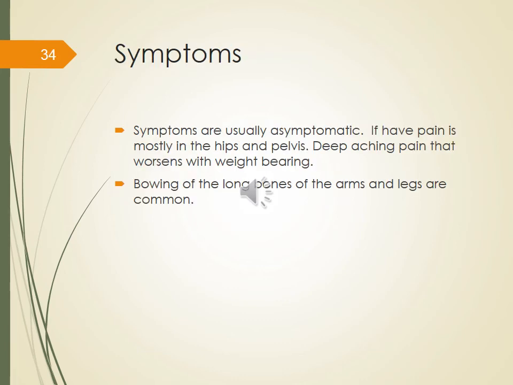Symptoms they may have are usually asymptomatic. If they have pain, it's mostly in the hips and the pelvis, and it's a deep aching pain that worsens with weight bearing. They can also have bowing of the long bones of the arms and the legs, and this is pretty common.